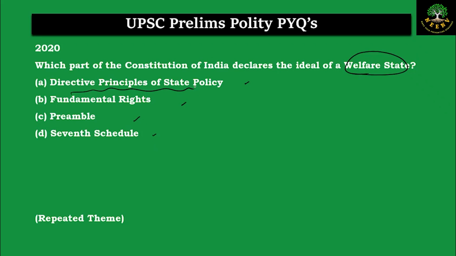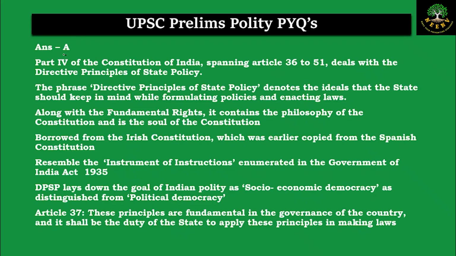The fundamental rights talk about various rights that are there for the citizens, and the preamble gives the overall philosophy of the constitution, and the 7th schedule contains various lists that are there in the constitution. So now let us look at the in-depth explanation. Part 4 of the constitution contains the DPSPs.